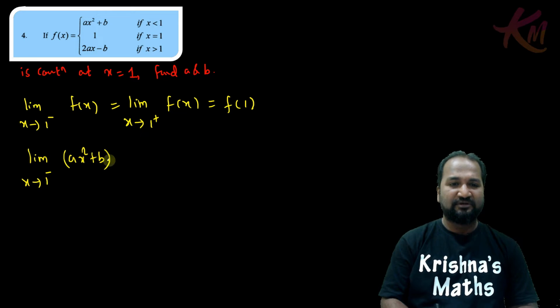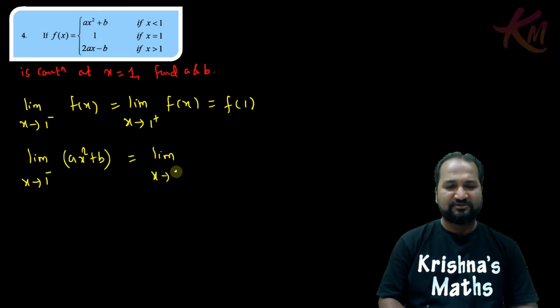ax square plus b, equal to the value for greater than 1. The function value as limit x tends to 1 plus, for greater than 1, will be 2ax minus b, and that is equal to 1.